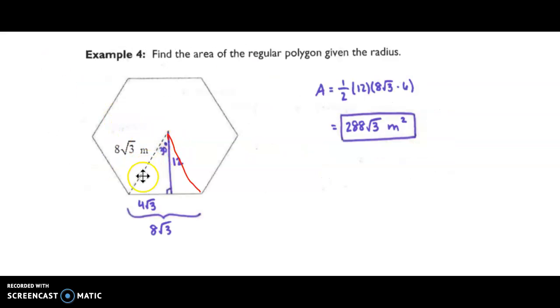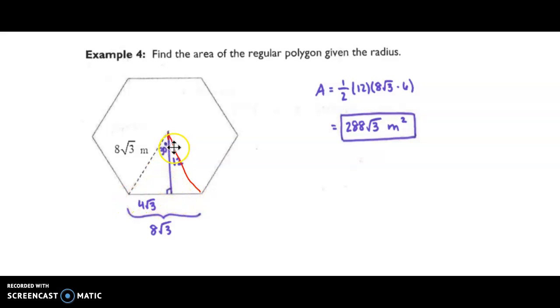This time you're given the radius. Again, I try to create a triangle here with this red line. This is a hexagon, so this is going to be 60 degrees again, divided by 2, which is 30. If you're given the hypotenuse, remember the radius here acts as your hypotenuse because it's across from the 90, and therefore half of that is going to be the shortest side, which is 4 root 3, and that means each side here is 8 root 3.